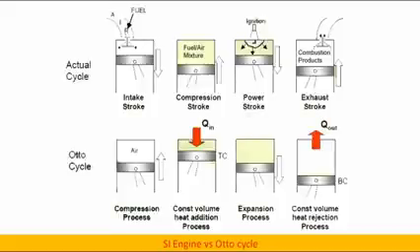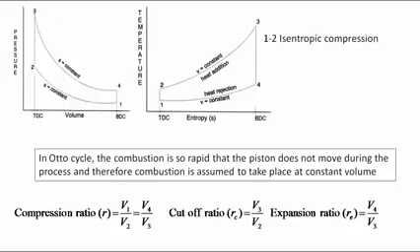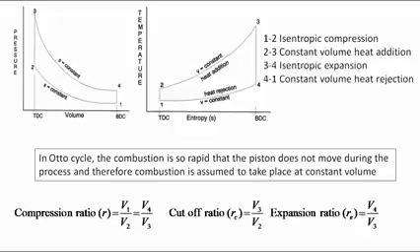This image shows the actual engine process and the Otto cycle process. Now let us derive the relation for Otto cycle efficiency. In the Otto cycle, 1 to 2 is isentropic compression, 2 to 3 is constant volume heat addition, 3 to 4 is isentropic expansion, and 4 to 1 is constant volume heat rejection. In the Otto cycle, the combustion is so rapid that the piston does not move during the process, and therefore the combustion is assumed to take place at constant volume.